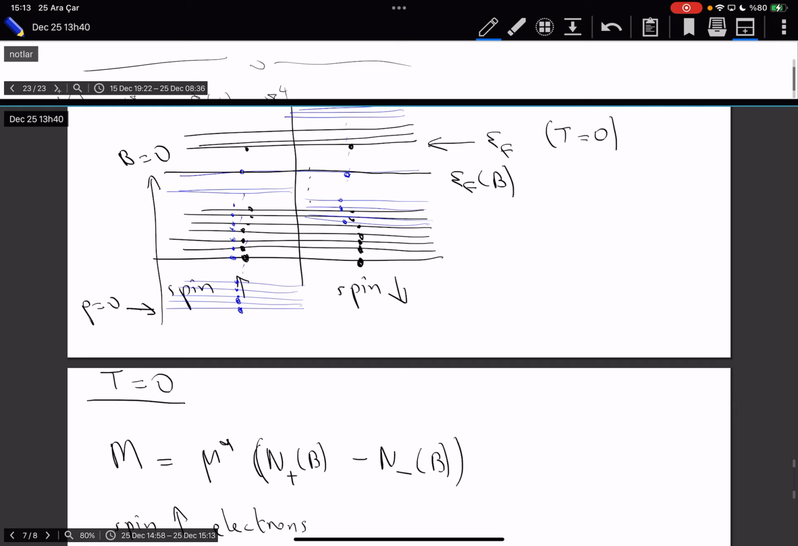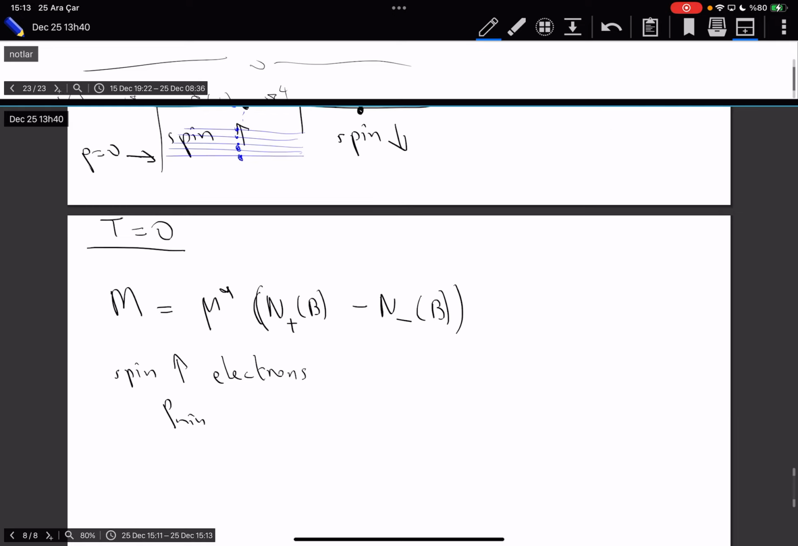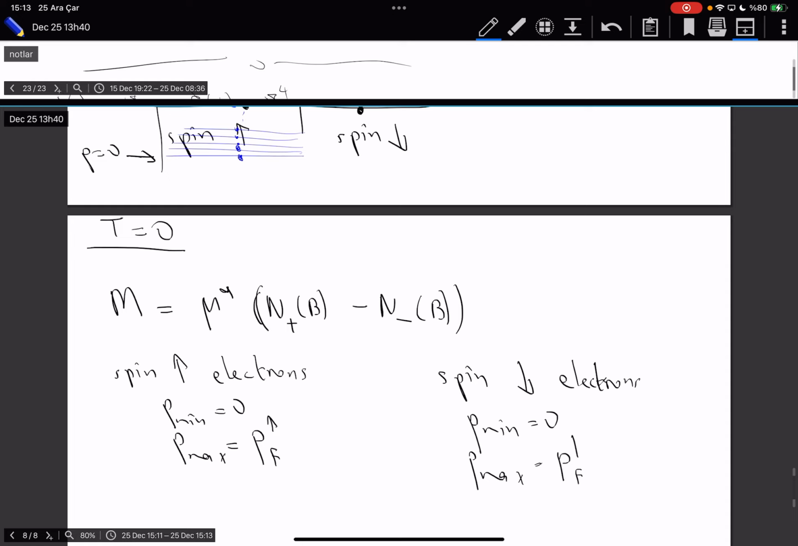From some p minimum equals 0 to p maximum, let me call that p_F up. For spin down electrons, again they will start with p minimum equal to 0, and p maximum will be p Fermi down. You see, at this Fermi level, they will have different momenta.